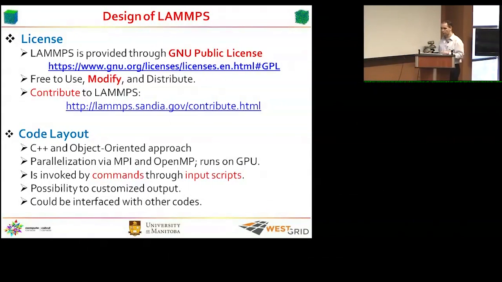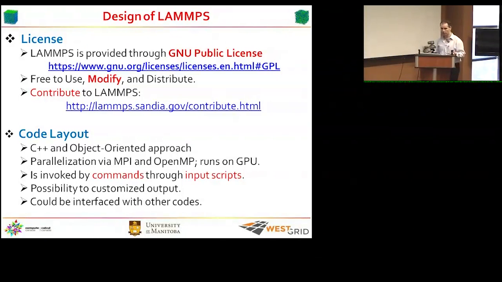So it's free to use. You can distribute it also. If you are a good programmer, you can also modify it. When you modify LAMMPS, you can even contact the developers to see if they can add that to the package. There is a manual on how to develop something and integrate it into LAMMPS.